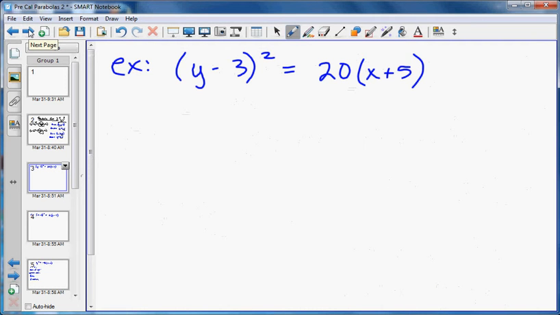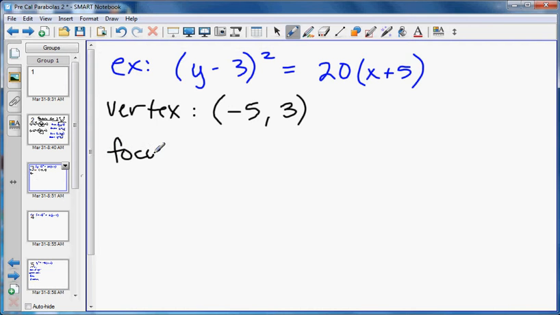For this example, what I would recommend is, with all of these really, even if it doesn't specifically ask you for the vertex, go ahead and write the vertex, because that's kind of our starting point. For this one, the vertex would be -5, 3. Now, to get the focus and the directrix, we're going to need the value of P. Remember, that comes from this number right here.